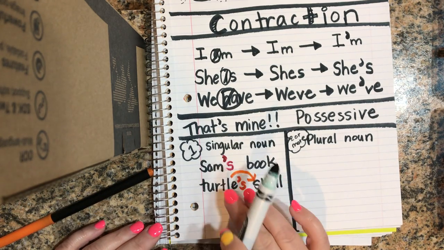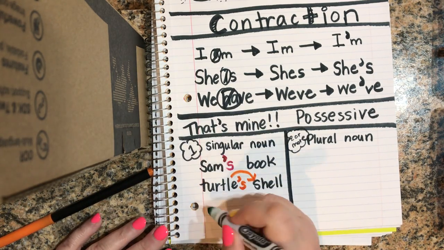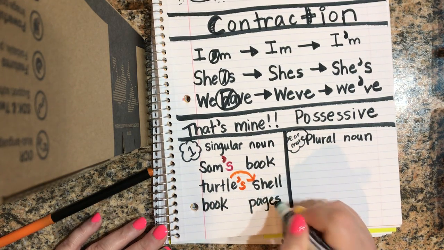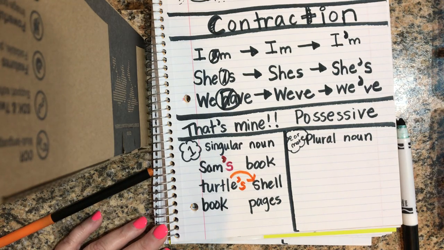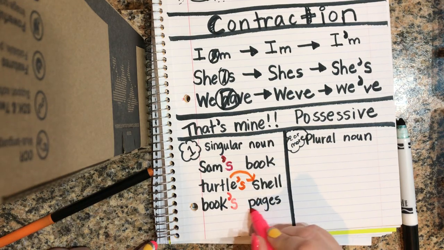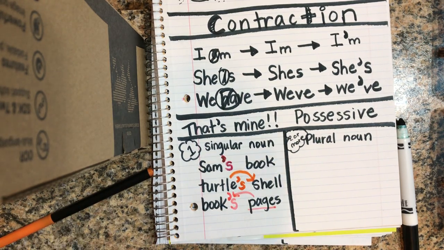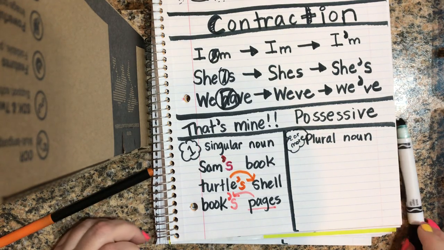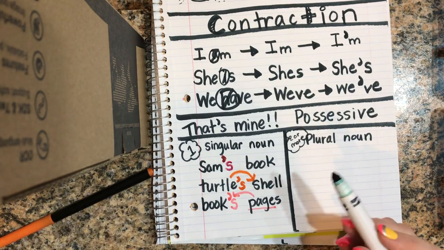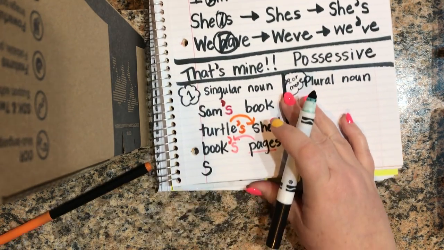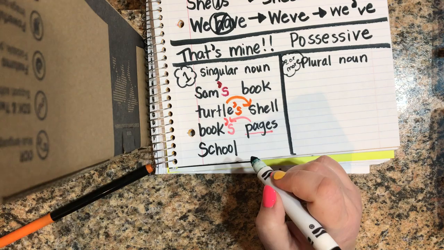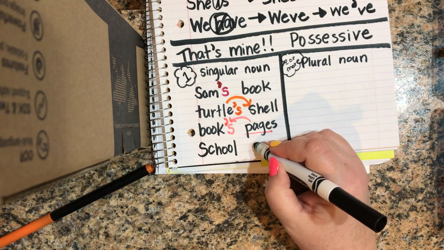Now, that's a person, that's an animal, but a thing can own something. In other words, I can have a book, and that book has pages. If I say, excuse me, please don't bend the book's pages, I'm asking you to not bend the pages that belong to the book. So there we have our apostrophe S. And not only is it a person, a thing, and an animal, it can be a place. For example, our school. Our school has computers. You're working on a school's computer.